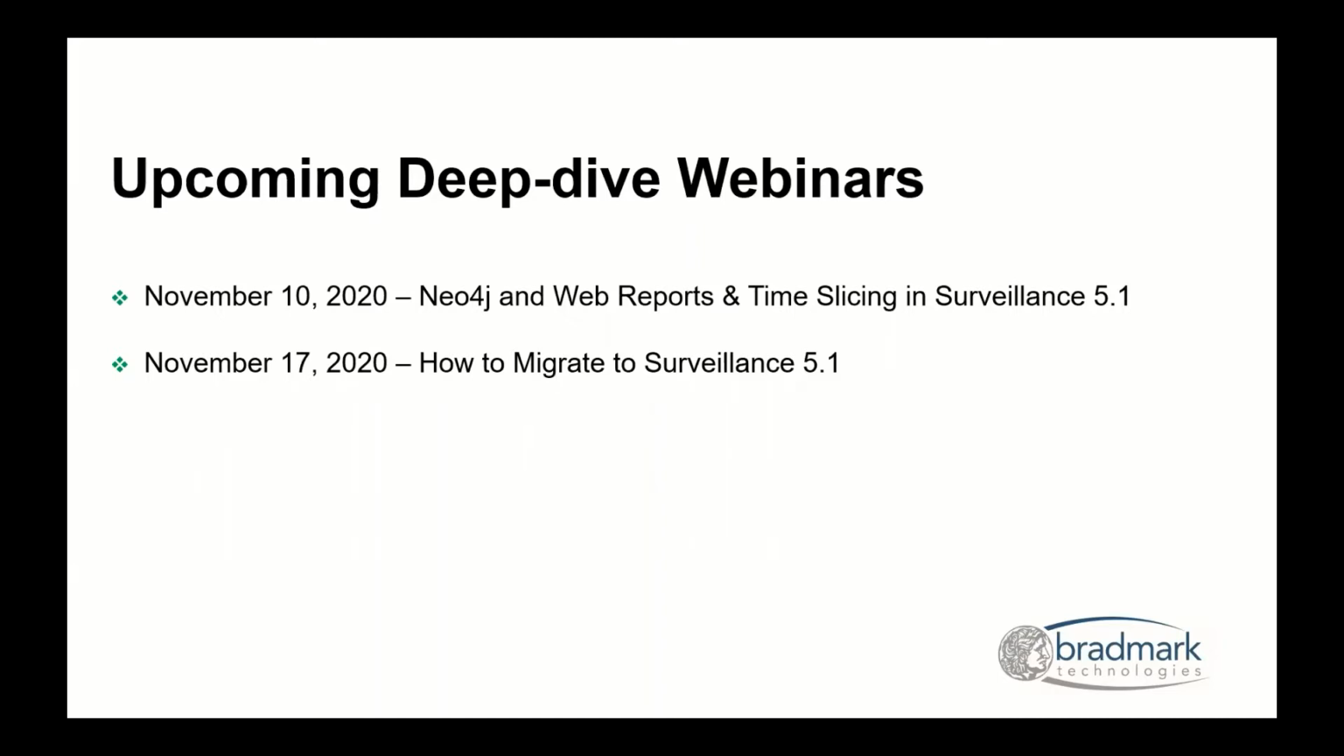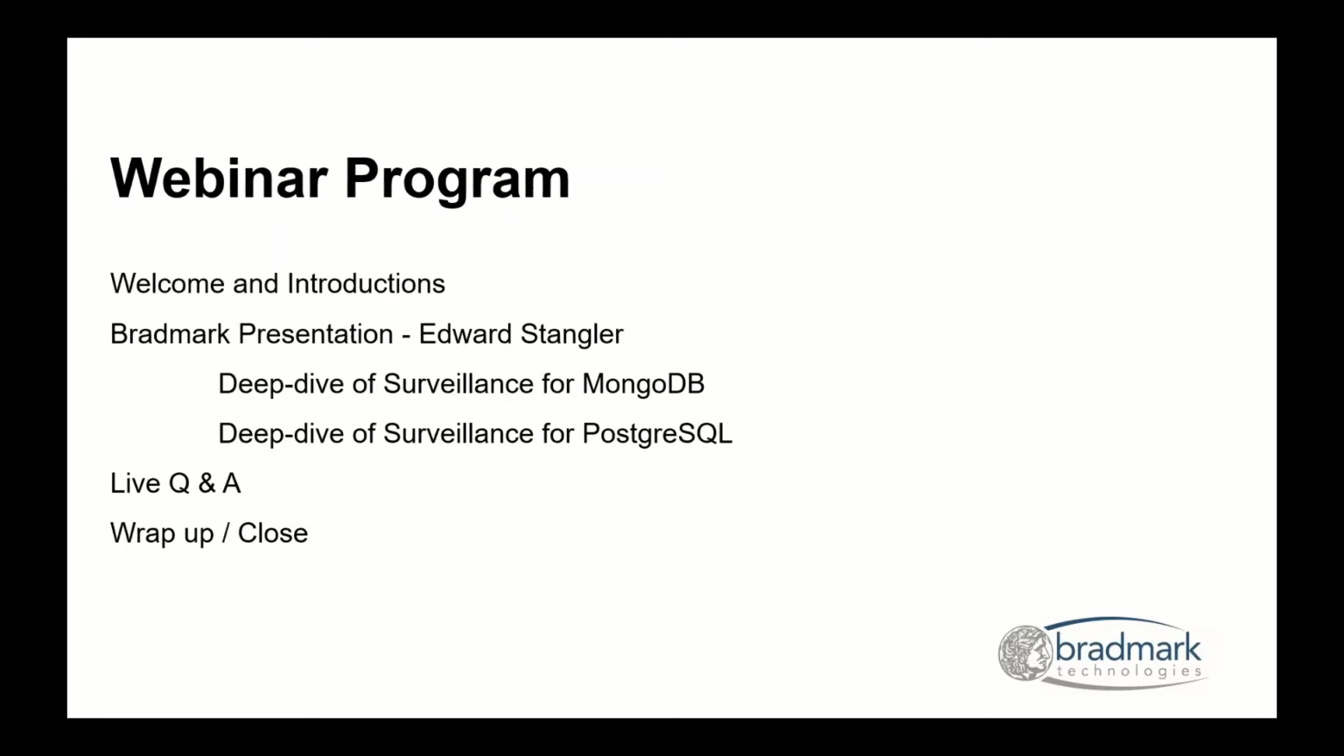On November 10th, we'll be having a webinar covering Neo4j, as well as enhancements to our web reports and time slicing features in Surveillance 5.1. And on November 17th, we'll be having another webinar on how to migrate to Surveillance 5.1. If you're an existing customer on version 4, I definitely don't want you to miss that one, where we'll be talking about the various issues about upgrading and how things are different in 5.1. But today we're going to be talking about a deep dive of MongoDB, as well as PostgreSQL, and then we'll have questions at the end.